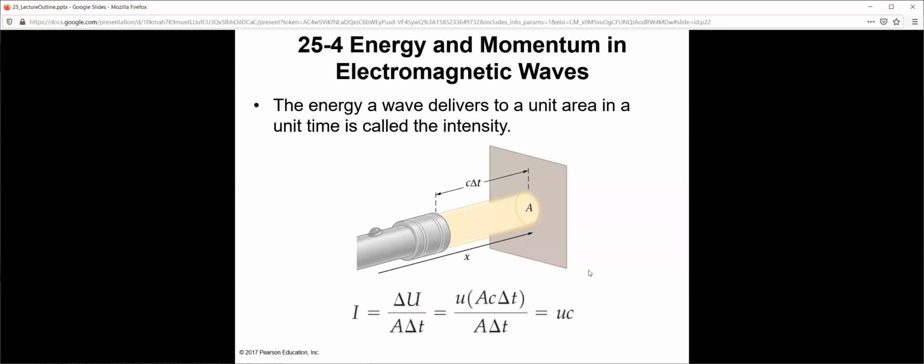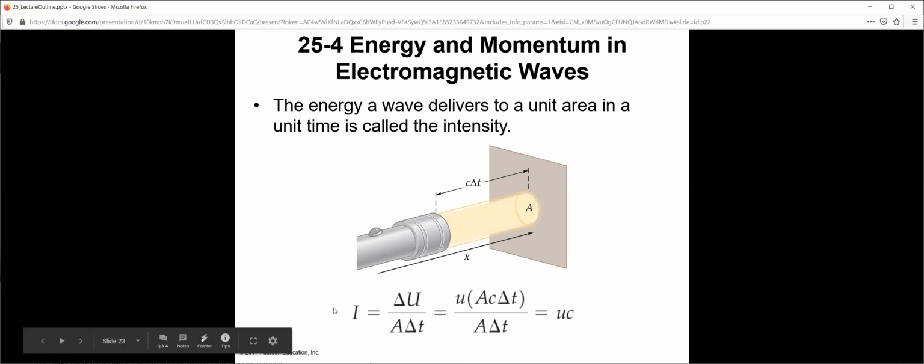The energy a wave delivers to a unit area in a unit time is called the intensity. You can kind of consider this the pressure equivalent, right? Because it refers to area and time. And we call that intensity. How intense a flashlight is depends on how far away you are from the light, how strong the light is, and how long it's been staring at you, right?